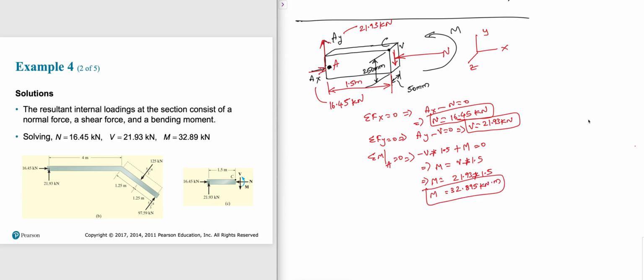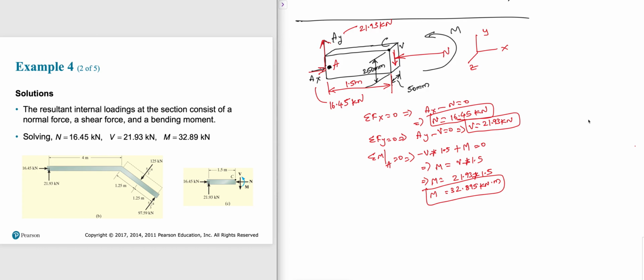Now we got moment, we got normal, we got shear. Now tell me, what is state of stress? What is the meaning of state of stress? Like I said, state of stress is the representation of all stresses acting at C. That means shear and normal.